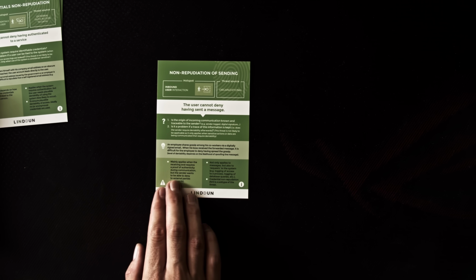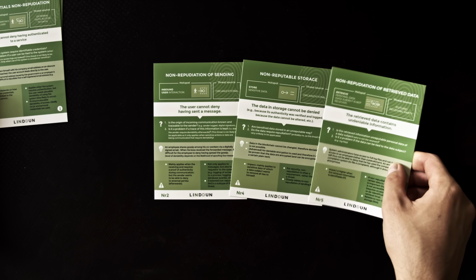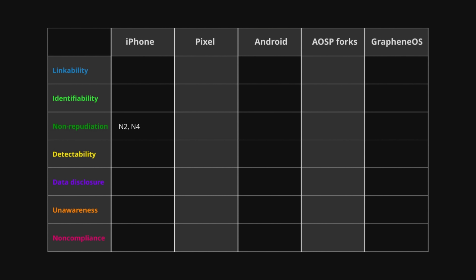We'll go by each LINDDUN category and assign a point for when a phone is vulnerable to a privacy threat. So the more points a phone gets, the worse it is for your privacy. This is going to be very easy to follow and reproducible, so if you think I got something wrong, you can follow this method yourself and offer your perspective.